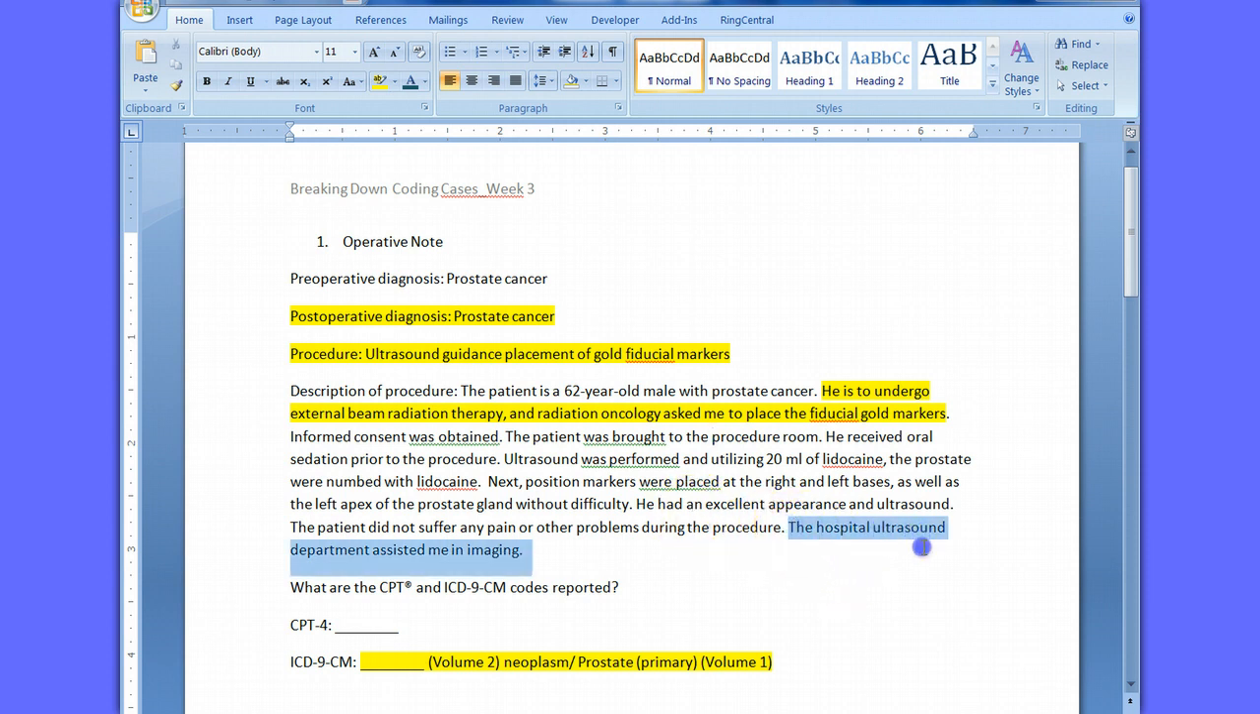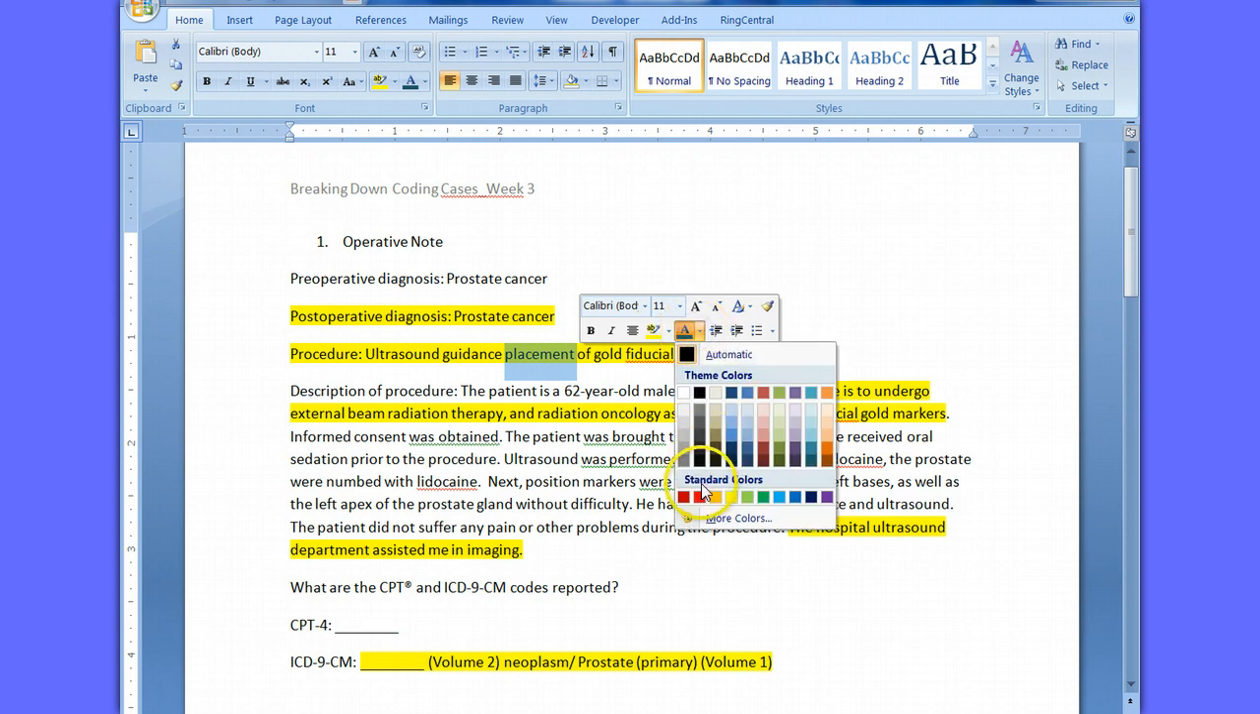Okay, so this is done in the hospital because it says the hospital ultrasound department assisted me in imaging. That's important, but I'm going to come back to that. So what did the patient have done? It appears that he had an ultrasound. However, the provider did placement, and I'm going to highlight this word. I'm going to turn it red.